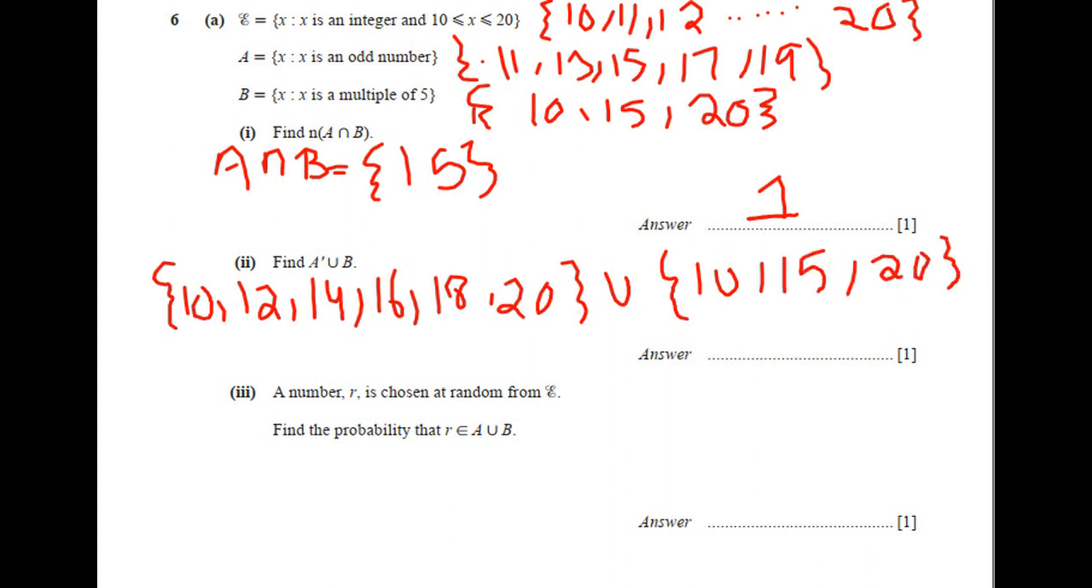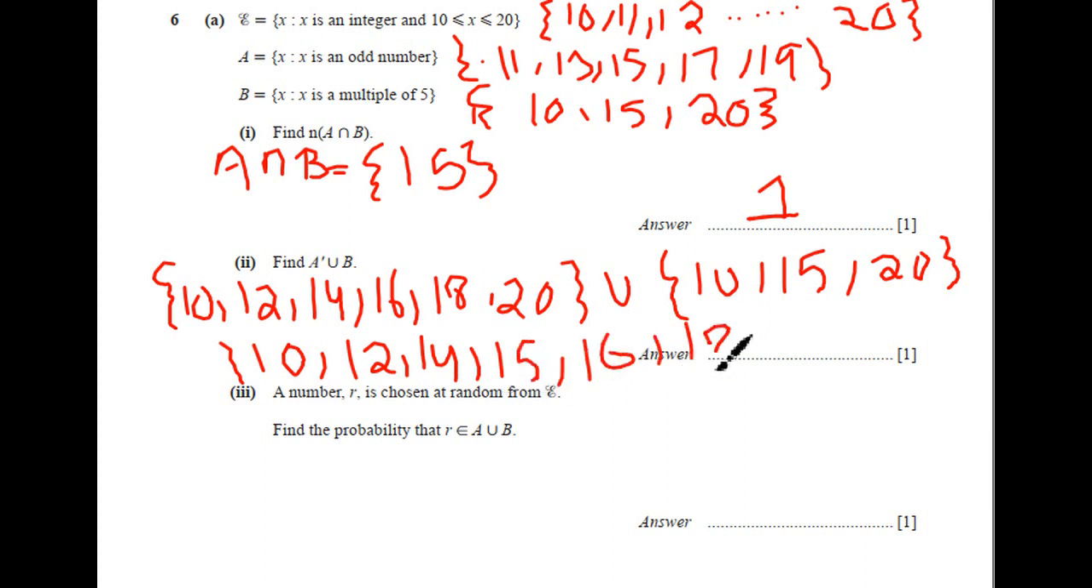Union means combine all the entries but do not repeat any repetitive number. So we'll write curly brackets, then 10, then 12, then 14, then 15, then 16, then 18, and we'll write 20 once. Okay, so this is the answer for part 2.